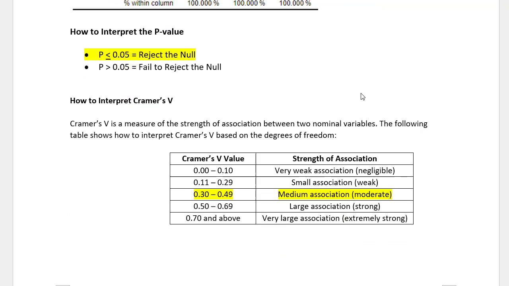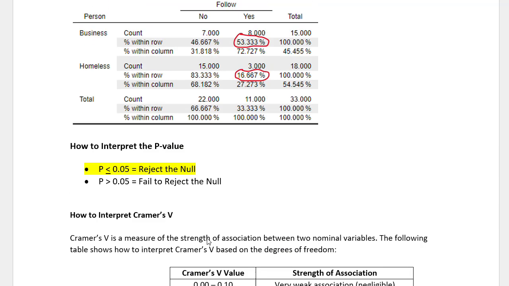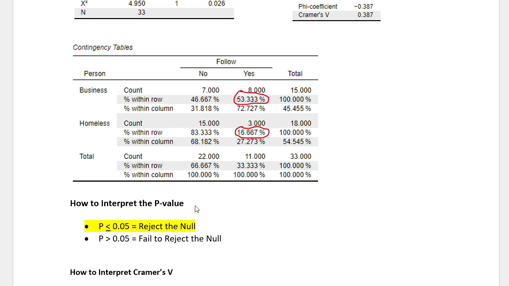Then in terms of the table, I don't actually have information down here on interpreting the table, but the way to interpret this table is for the businessman, if we go across, and this is count within the row, so we're going across because that's the row variable, 53.33% of people were likely to follow the person when they were dressed like a businessman. However, if the person looked homeless, only 16.66% of people were likely to follow them into traffic.